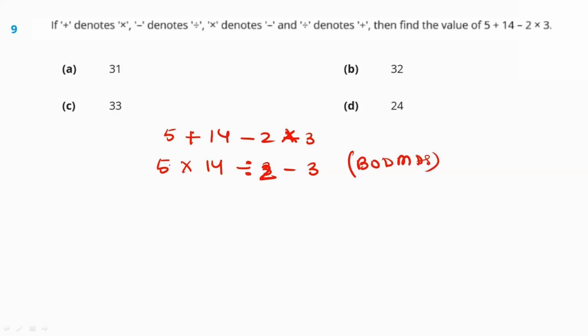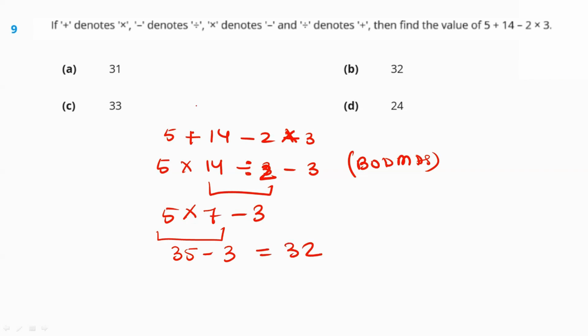So how do we do it? First we have to divide. So 5 multiplied by 14 divided by 2 is 7, minus 3. Then comes multiplication. So we have to now multiply 5 and 7, which is 35, and subtract 3, which gives us 32 as our answer. So option number B is our correct answer, 32.